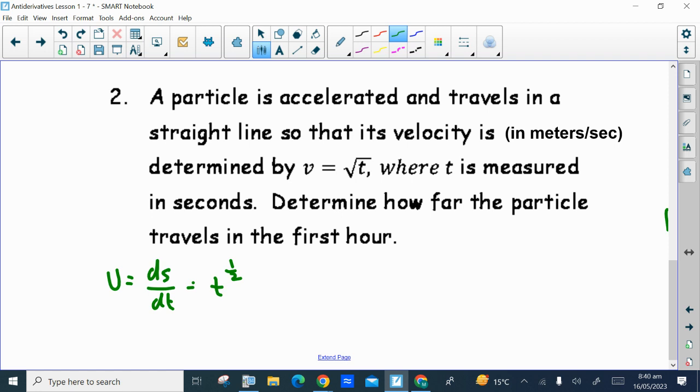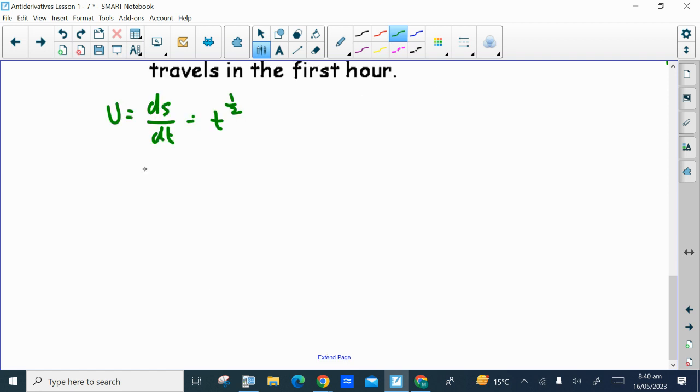So again, to find out what s is, we would take the antiderivative. So we would add 1 to the half. You're going to add 2 halves, which will give us 3 halves. And then we're also going to divide by 3 halves, which is the same as multiplying by 2/3. And then we have our constant on the end. And once again, this is now the position function. So once again, when t is 0, s will be 0. So therefore, c will be 0.